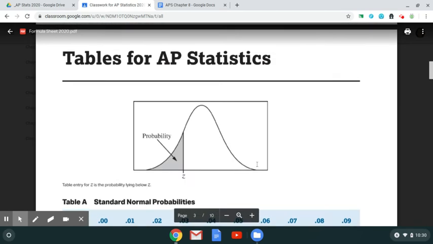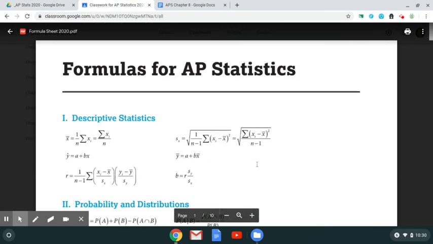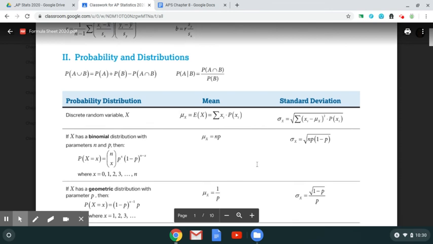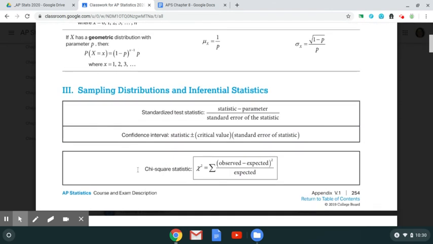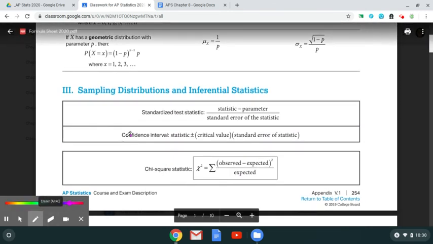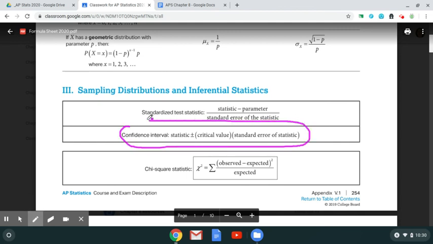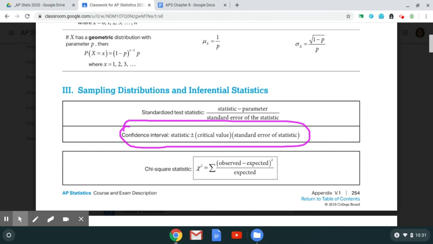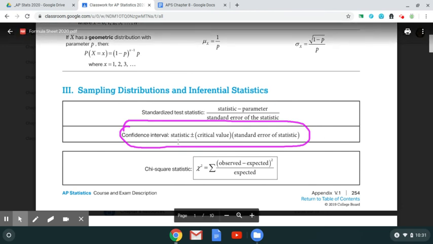So if you go to your formula sheet back to page 1, it is under number 3. You have the format for a confidence interval. Now, if you'll notice, it's very generic because this is going to work for every type of confidence interval that we're going to write. Today, we're talking about proportions.